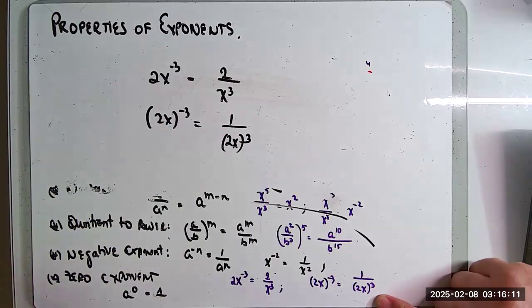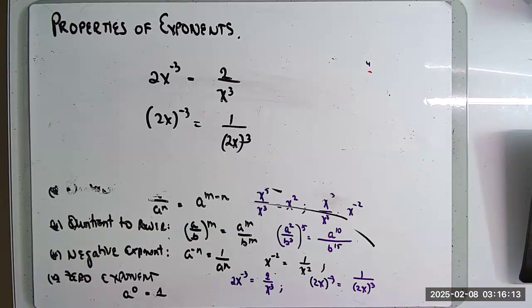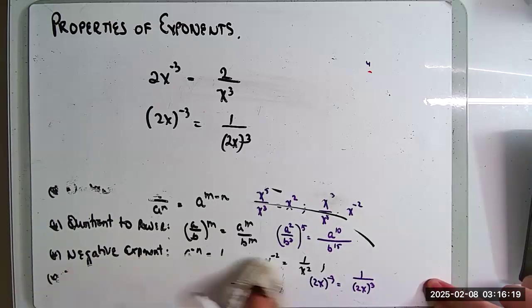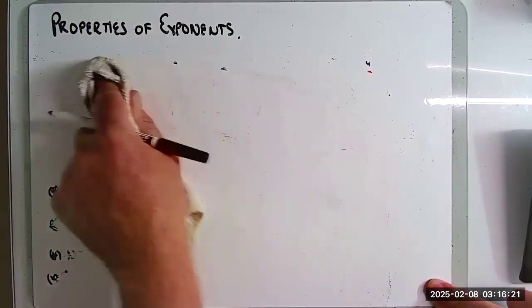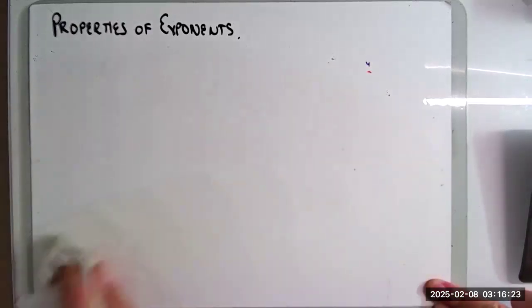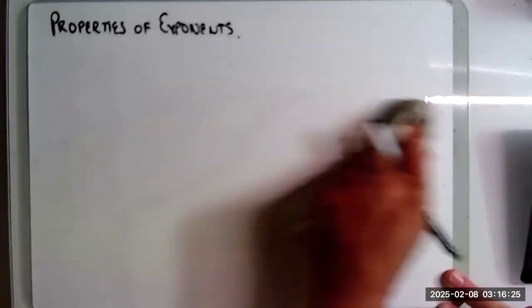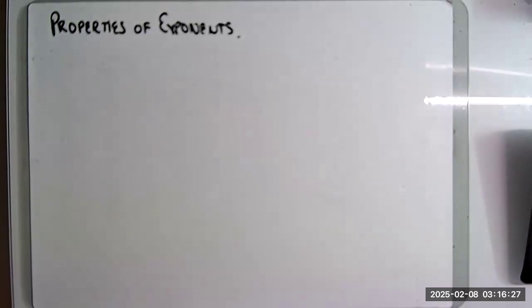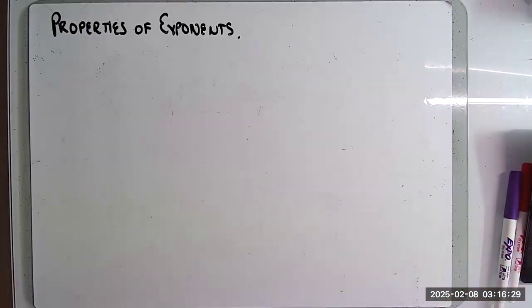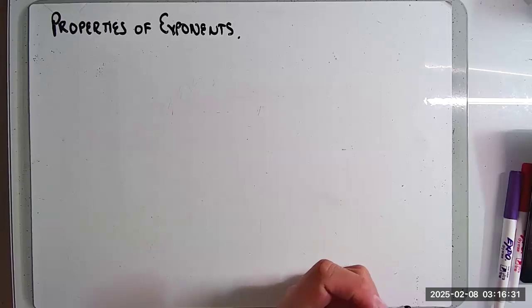Okay. And anything to the 0, as long as it's not 0, is equal to 1. So a to the 0 is always 1. Okay, so that was a very brief recall or summary of the laws of exponents. Thank you.